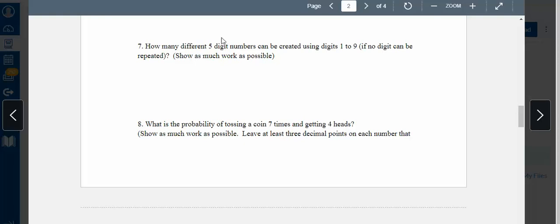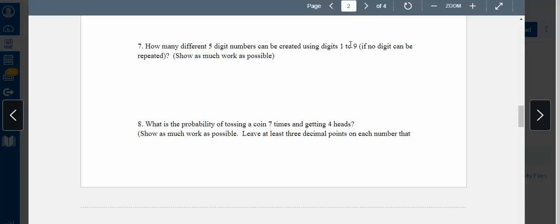And problem number 7, it's saying the digits 1 to 9 are available for you to choose from, and you're going to take 5 of them and create a 5-digit number. And it's asking you how many possible ways there are to do that.